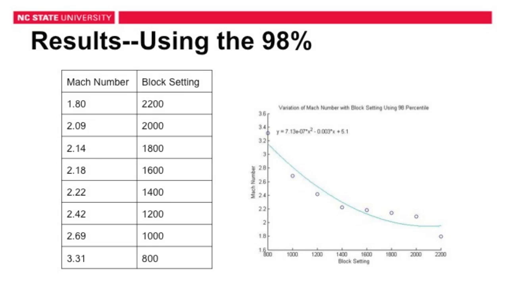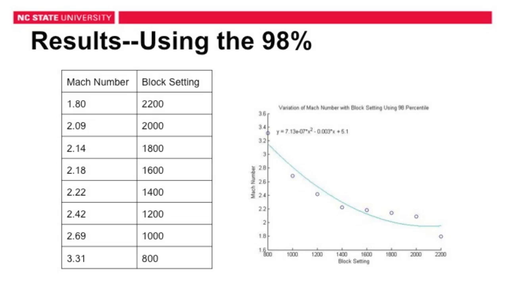Shown here is the analysis of the pressure data to find the Mach number. Rather than using max pressure values, however, the Mach numbers were calculated with the values of the 98th percentile of both the stagnation and pitot pressures. As can be seen from the table and graph, the data exhibits the same trend of an increasing Mach number with a decreasing block setting.